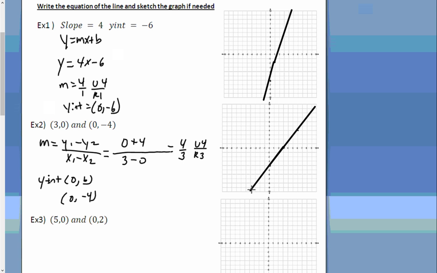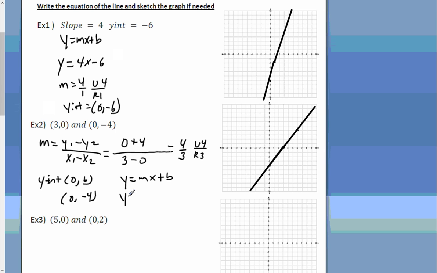And it looks something like that. Okay? That's what the graph looks like. Now, what would the equation look like? Because that's really what this lesson's about. Well, that's what the graph looks like, and the equation looks like this. Y equals mx plus b, right?